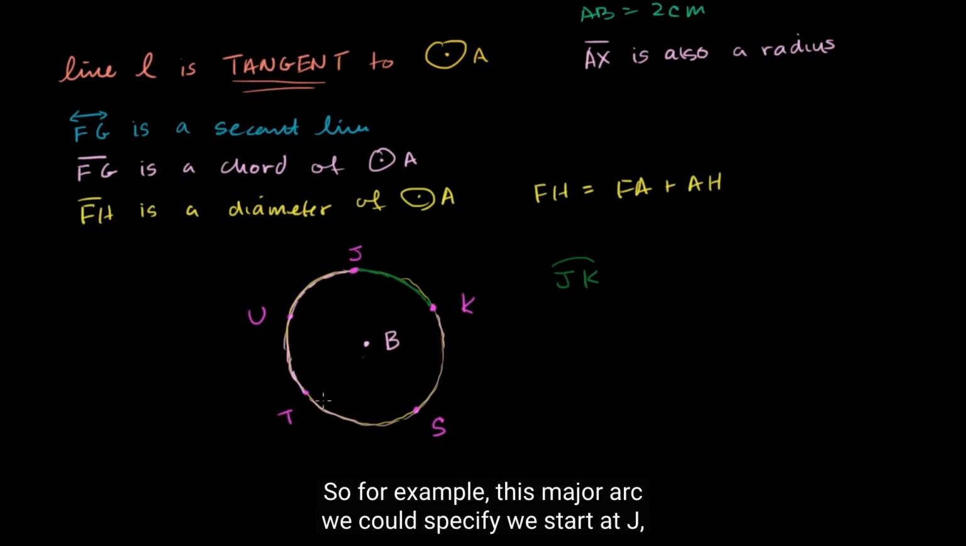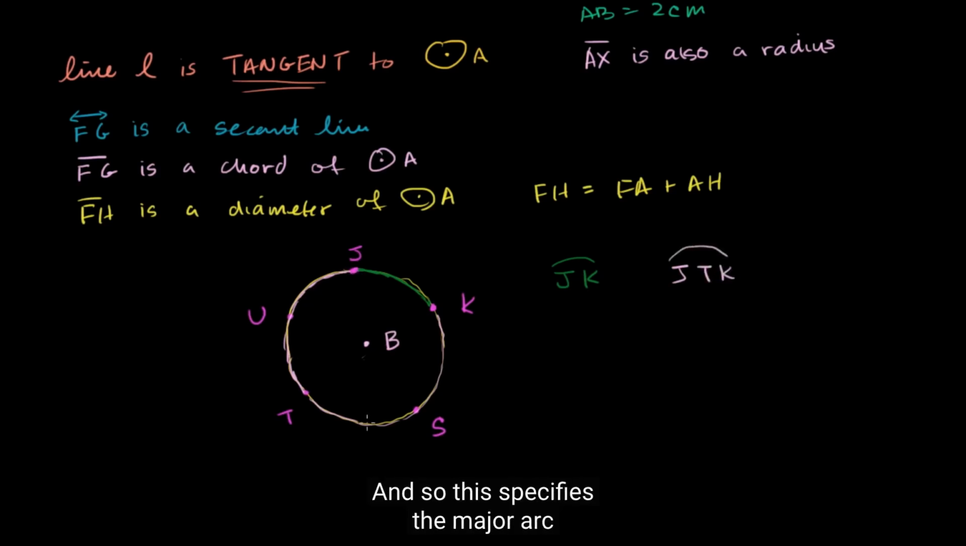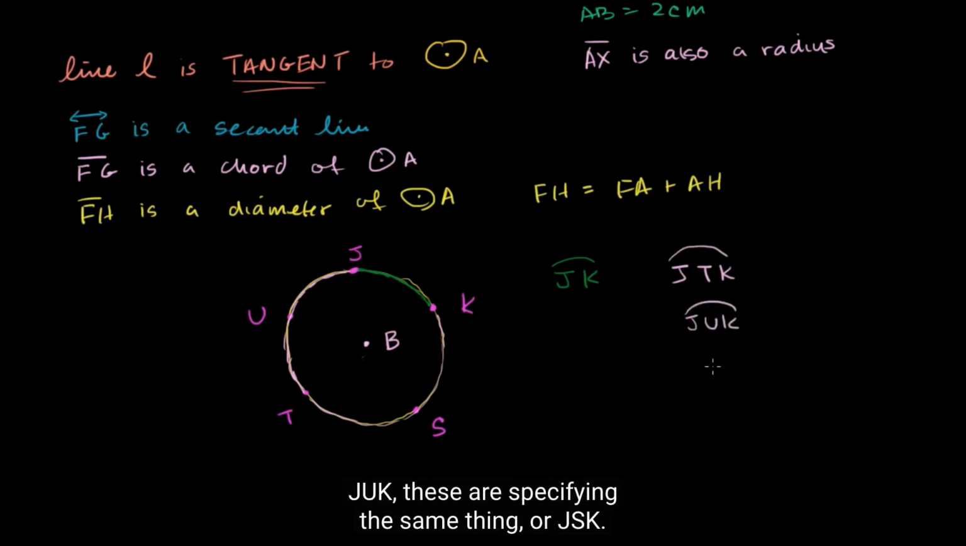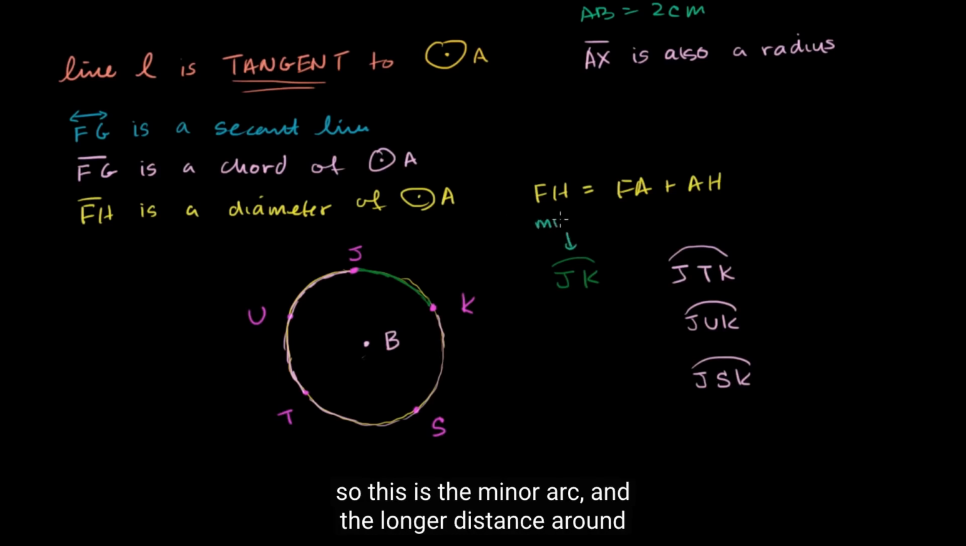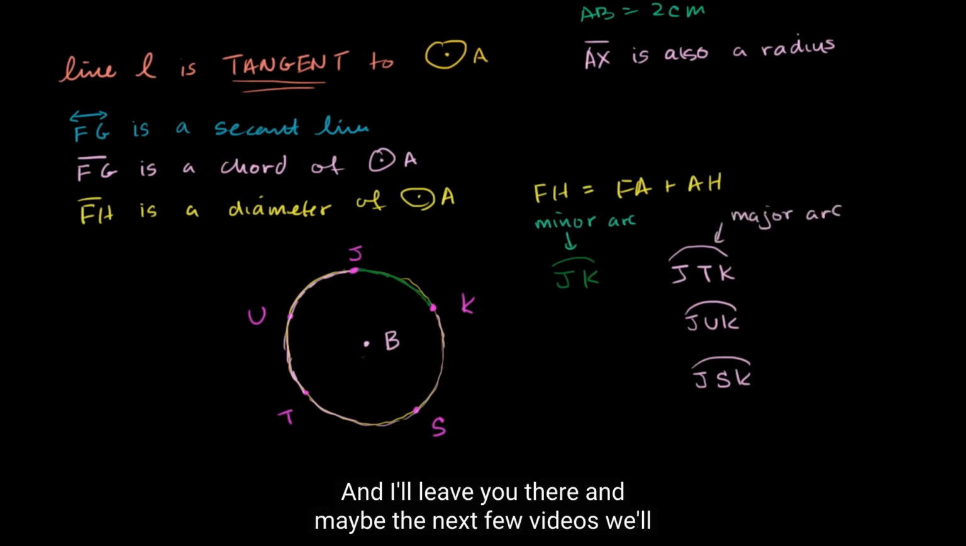So for example, this major arc, we started at J, we went through, we could have said U, T, or S, but I'll put T right over there. We went through T, and then we went all the way to K. And so this specifies the major arc. And this could have been the same thing as if I wrote JUK. These are specifying the same thing, or JSK. So there's multiple ways to specify this major arc right over here. But the one thing I want to make clear is that the minor arc is the shortest distance. So this is the minor arc, and the longer distance around is the major arc. And I'll leave you there, and maybe in the next few videos we'll start playing with some of this notation a little bit more.